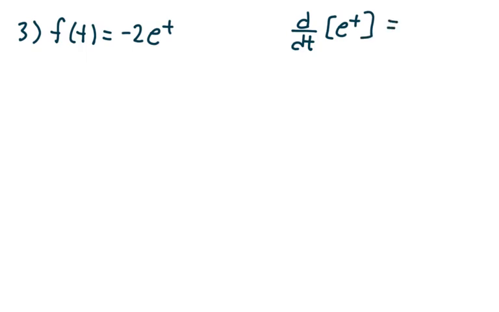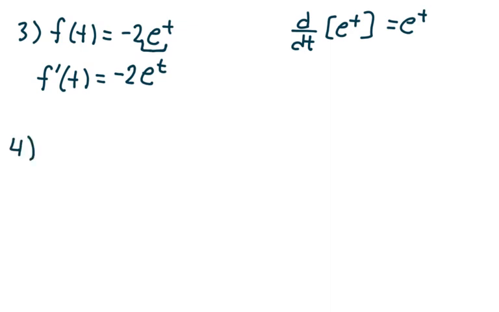Example 3. Suppose f of t is negative 2e to the t. So the derivative of e to the t with respect to t is e to the t. So if I want the derivative of negative 2e to the t, the negative 2 goes along for the ride, and then the derivative of e to the t with respect to t is just e to the t. And you're done. That's the derivative. So that's example 3.